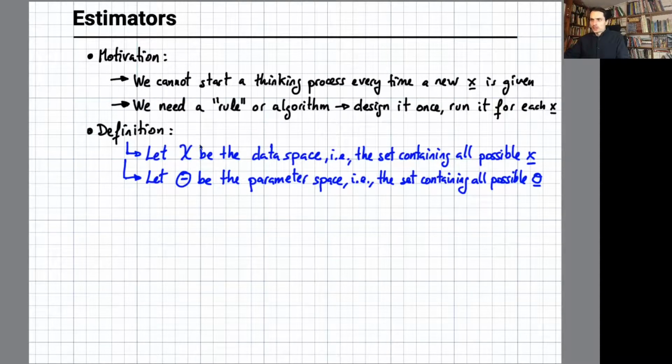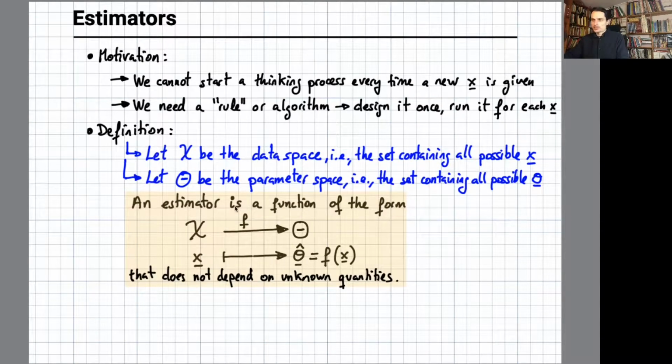So let calligraphic x denote the set of all possible values that the observation vector can take, and let capital theta, as before, be the set of all possible values of the parameter vector. An estimator is defined as a function that takes a possible value of the observations and returns a possible value of the parameter vector. And there is the restriction that f cannot depend on unknown quantities, for instance, on the noise or on the parameter that we want to estimate.